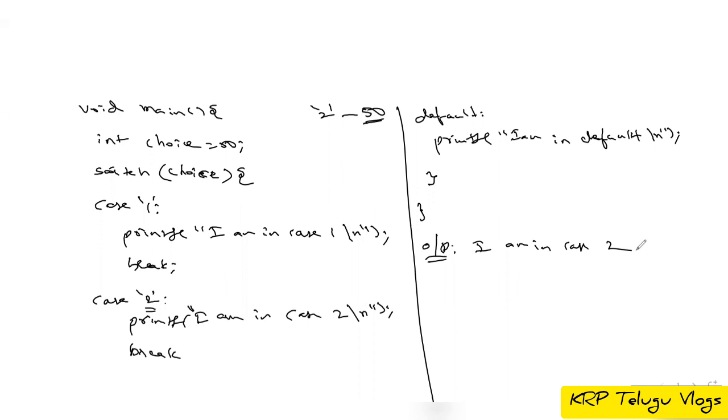Sir, after every case we need a break, sir. If you don't give break, the underlying case statements will be printed. Last time I told you, right? For example, if I don't give break here, it will print I'm in case 2, then go to default and print I'm in default also. It will print both. Understood, Ganapati? Yes, sir.